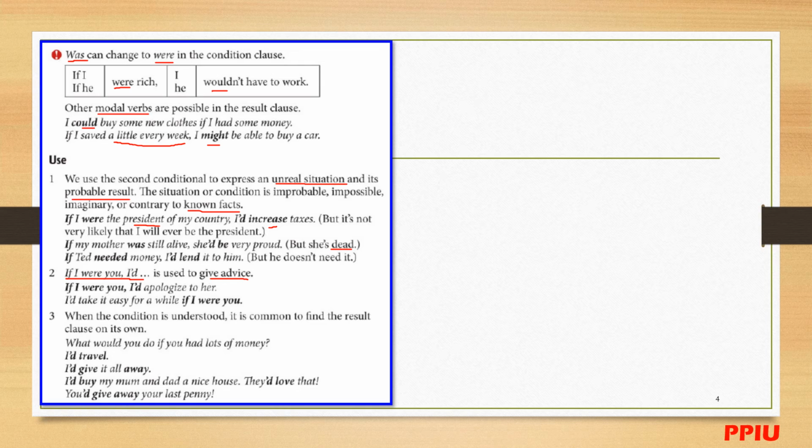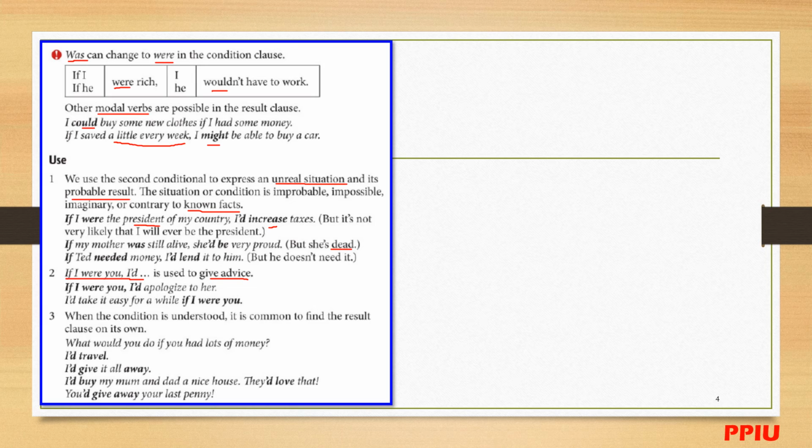Number 3, when the condition is understood, it is common to find the result clause on its own. This part, you can see the example on here. So when the condition is understood, it is common to find the result clause on its own.